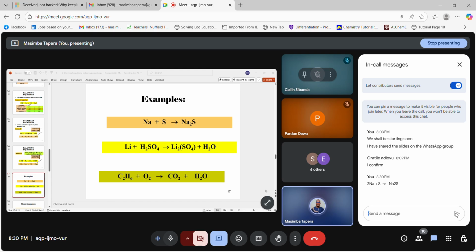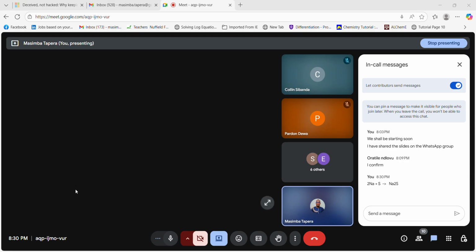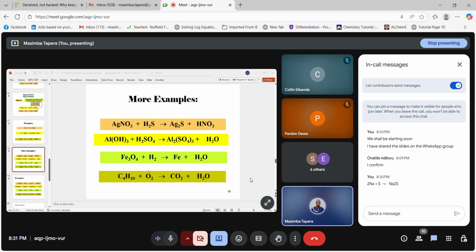So for now, allow me to proceed to some other examples of balancing chemical equations. And if you can check, I want you also to attempt these examples. They have some answers, and I want you to also attempt on the other slide. You will see more examples of chemical equations. They are not balanced. You try to balance them also after the discussion. If you have any challenges, we can also discuss that.